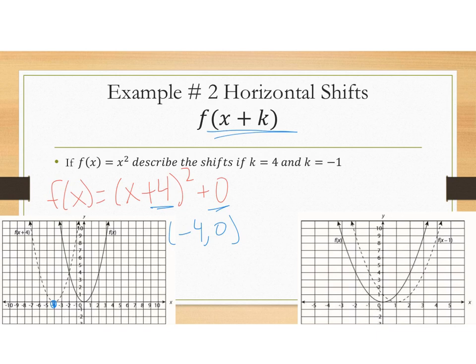Now if k was a negative 1, we could write this as x minus 1 squared. And again, it's opposite of what you'd think. So the minus 1 really means we're going to shift to the right one. And we can see the shift move to the right one.